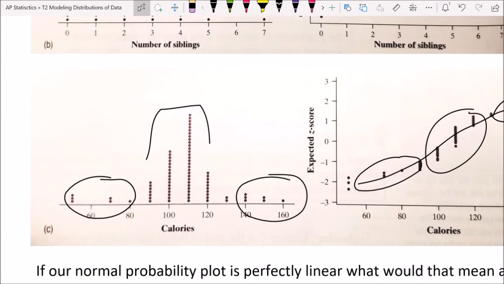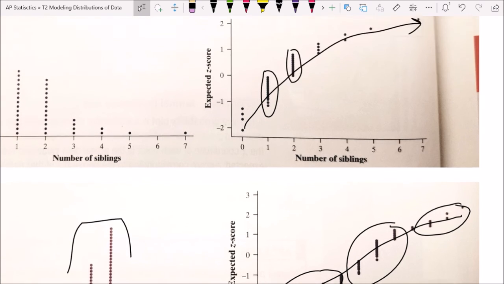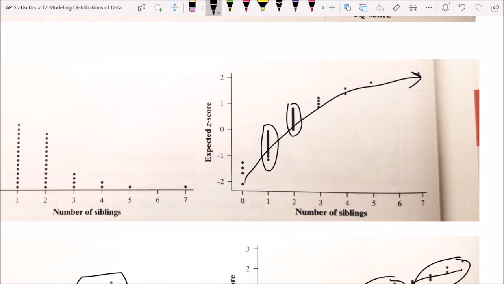So back up here, though, this has got cluster, cluster, cluster. That's kind of marginal. You're kind of looking at not normal. Here, major clustering and a clear curve. Clearly not anywhere near linear. Those are definitely not approximately normal data sets.